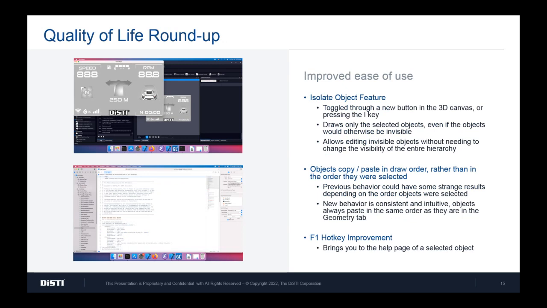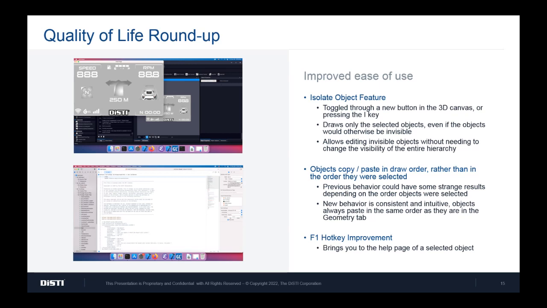Moving on. So next up on our webinar, we have the quality of life roundup. These are just a few features that are my personal favorites, I could say, that have come out in GLStudio 8.1. These include the isolate object feature, the copy paste behavior in the editor, and our F1 help hotkey improvement. So first up is the isolate object feature.